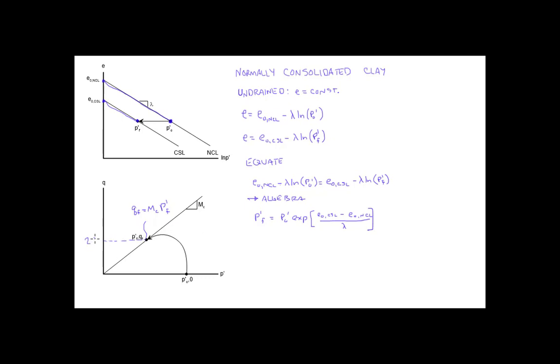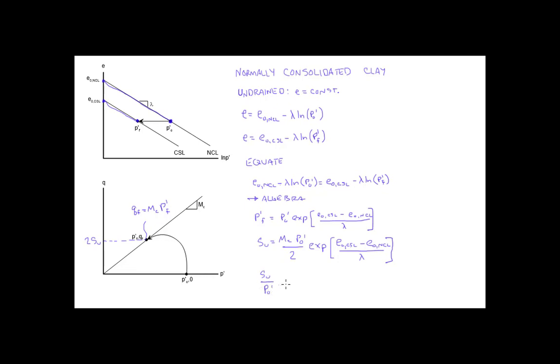We also know that q at failure is equal to 2 times the undrained shear strength because q is the deviator stress. It could be thought of as the diameter of the Mohr circle, whereas undrained shear strength is the radius. So if we make some substitutions, we see that q is equal to 2 times Su, which is equal to Mc times p'f. We can make a substitution for Su in terms of p'f, and we arrive at this equation: Su is equal to Mc p0' over 2 times that exponential function.